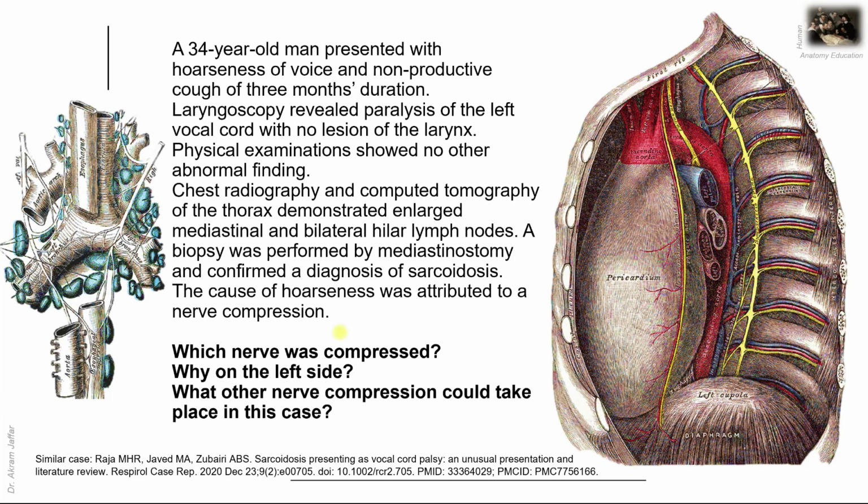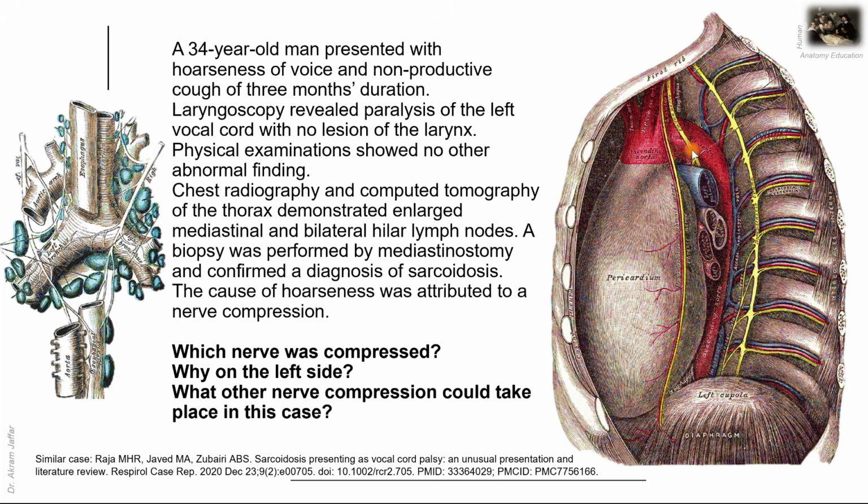Therefore, because these lymph nodes were enlarged, the cause of hoarseness was attributed to a nerve compression. The question here, which nerve was compressed? So we can just imagine that the hilar lymph nodes are located here in this region among the pulmonary veins, pulmonary artery, and the main bronchus. And on this side, the left side, there is also the vagus nerve.